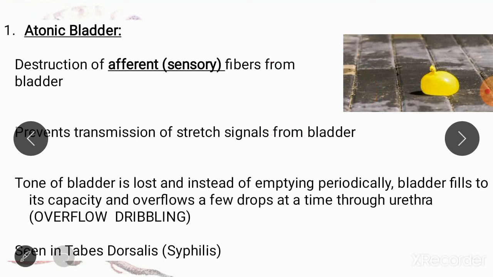ठीक है, तो this is known as atonic bladder. ब्लैडर बिल्कुल एटॉनिक और फ्लैबी हो जाएगा क्योंकि उसको कंस्ट्रिक्शन की कमांड ही नहीं आ रही from the spinal cord, और वो पूरा मैक्सिमम कैपेसिटी को फिल होगा और उसके बाद उसमें से ड्रॉप्स जो हैं यूरेथ्रा से पास होना शुरू हो जाएंगे. This is known as overflow dribbling. So the scenario would be that a person who is suffering from a sexually transmitted disease cannot hold his urine and it is always dribbling in the form of droplets from his urethra, and you will be asked to diagnose the condition, and you can diagnose it as the atonic bladder.